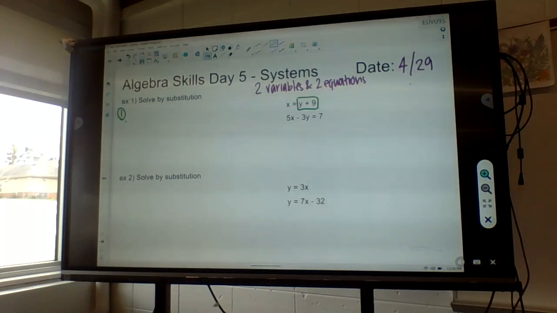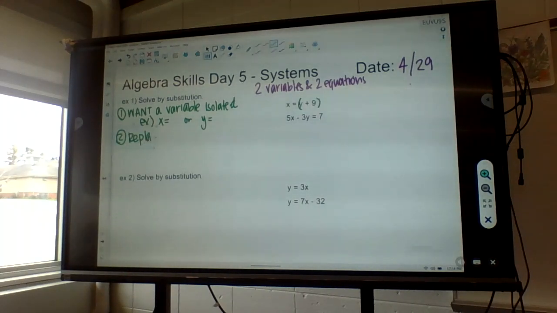I guess what we want to start off with is we want one variable alone. So in order to do this, we want a variable isolated, like x equals or y equals. And what I typically do with that is I'm going to use parentheses. I'm going to put parentheses around these, and I'm going to substitute it into the other equation for that variable. So that's our second step. We're going to replace that variable in the other equation.